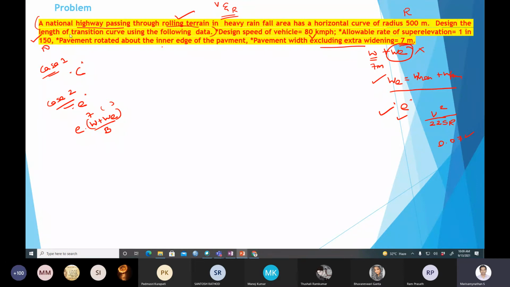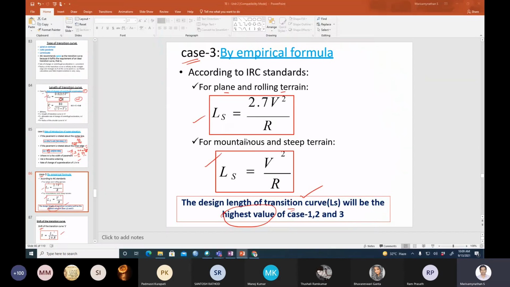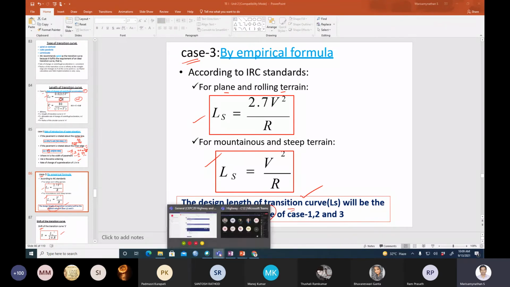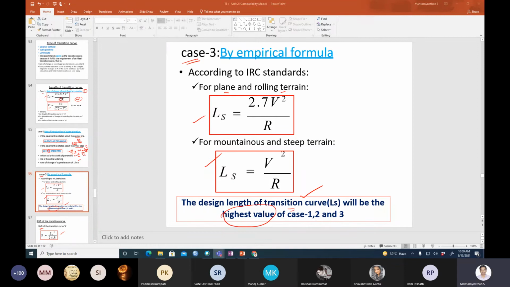So this is with respect to the transition curve. Any doubt from the transition curve, students? Any doubt?